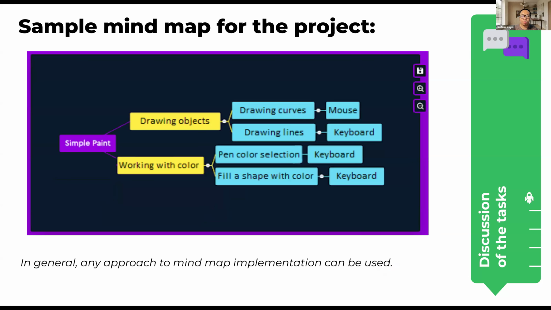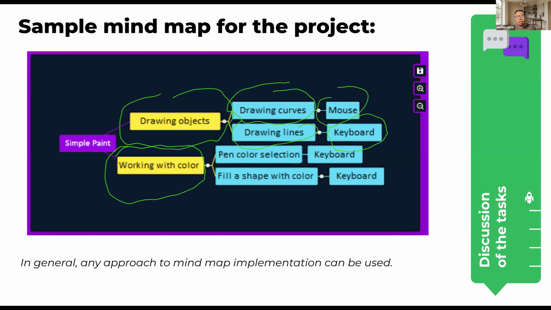Okay, this is the mind map for the project. As you can see, it is going to be divided into two big sections. The first one is working with objects, and the second one is working with color. For the objects, you will learn how to code drawing curves and lines, controlled by mouse and keyboard. And in the color section, you can handle how to change the color of your pen and how to fill a color in your shape. Both functions will be controlled by the keyboard.